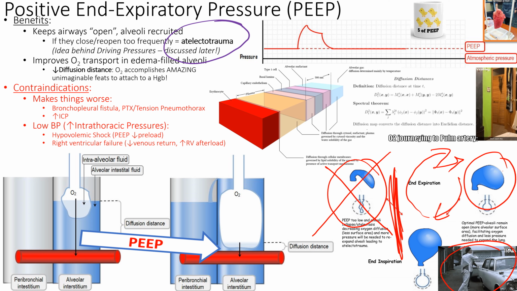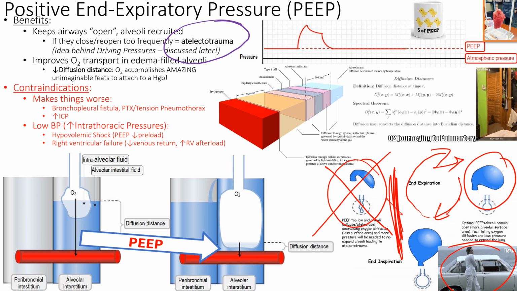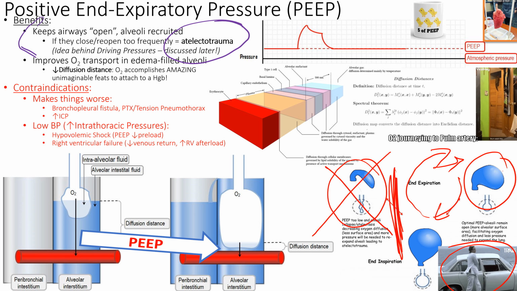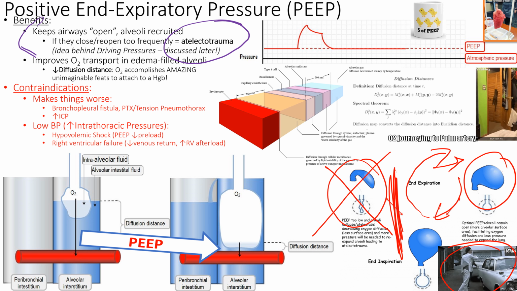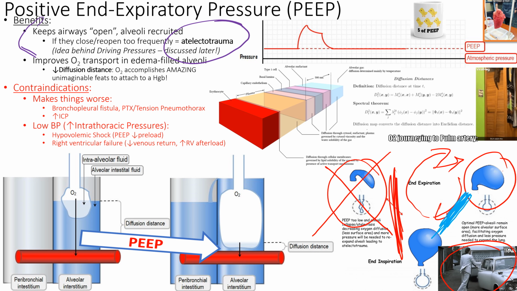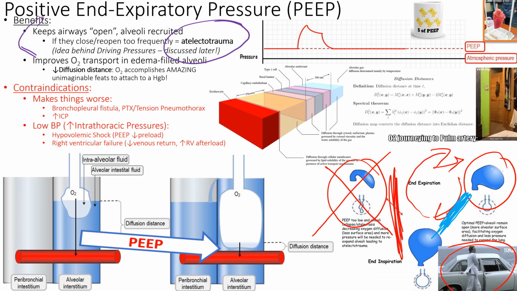We don't want the PEEP to get way too low where it's causing problems. We want it to be improved, right? We want to be providing that little cushion, if you will. Okay, so PEEP keeps the airways open, keeps the alveoli recruited. Okay, and this measure, we can actually measure this difference here, and that difference is called the driving pressure, which we'll talk about more in ARDS coming up. Okay, so it improves oxygen transport and pulmonary edema.